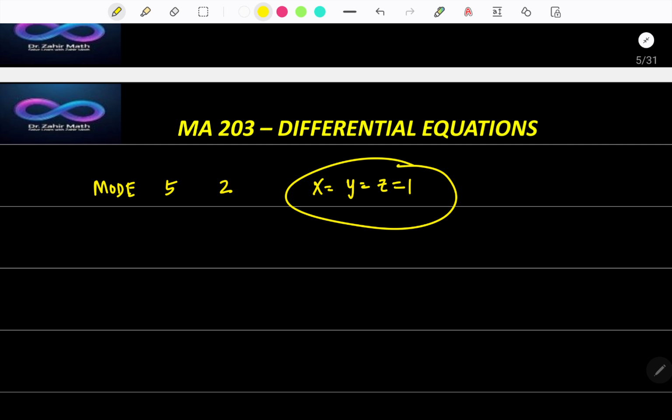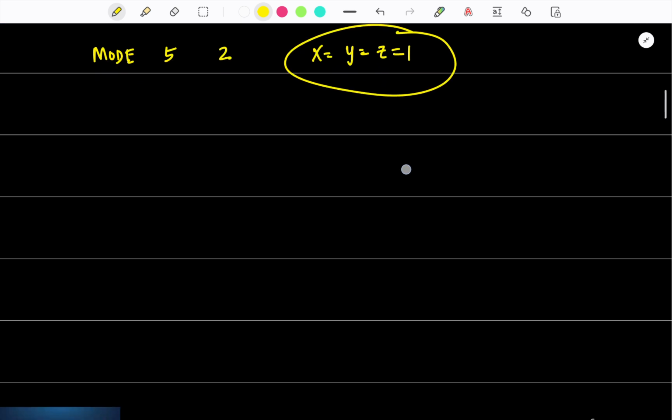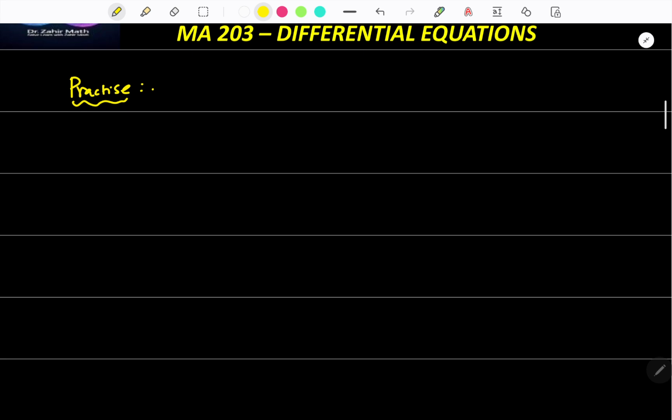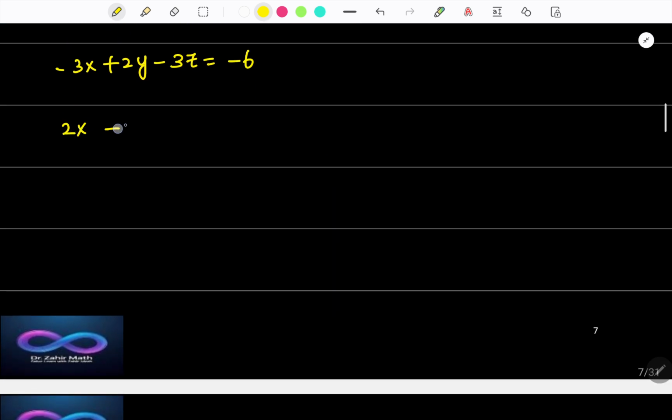Okay, right. Now I'll give you one more question for you to practice. So please practice. So let me write the questions for practice. Okay, right. So the practice question is x minus y plus z equals 1 and minus 3x plus 2y minus 3z equals minus 6 and 2x minus 5y plus 4z equals 5 by Gauss Jordan method.